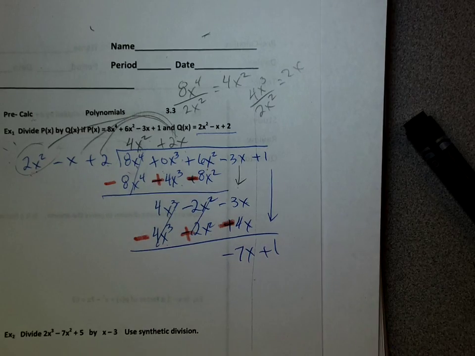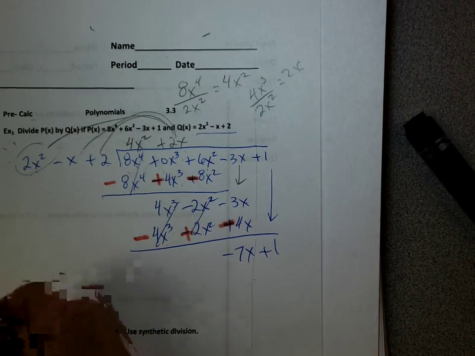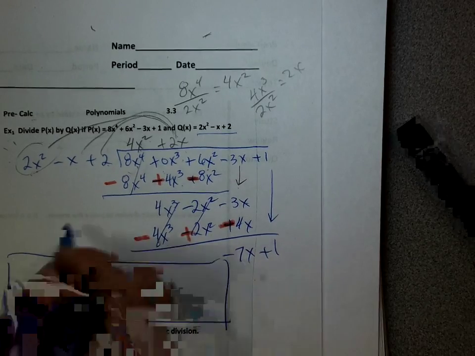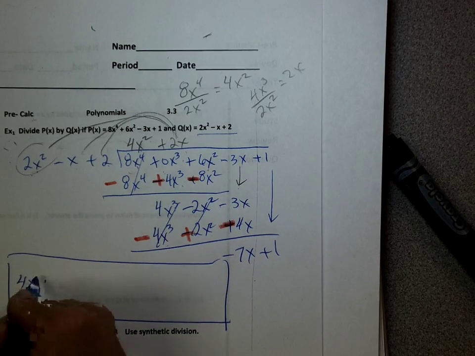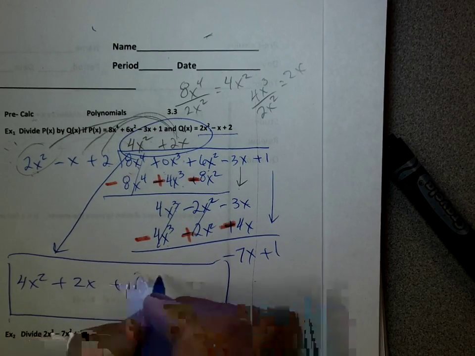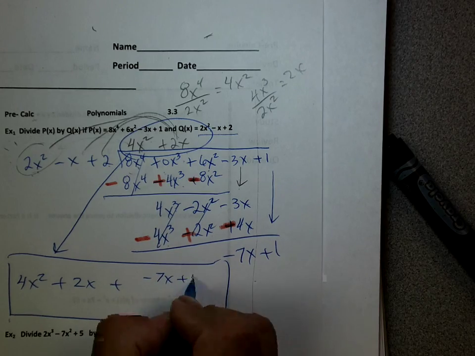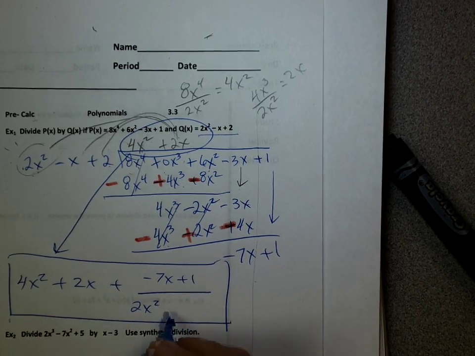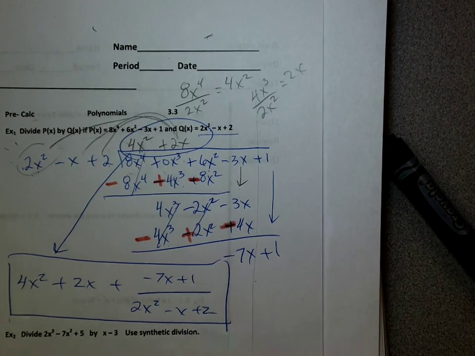So my answer, you ready? Answer turns out to be this. We are going to have a 4x squared plus 2x. Comes from right there. Then we're going to go plus this negative 7x plus 1 over my divisor, which is my 2x squared minus x plus 2. Alright, that is long division.